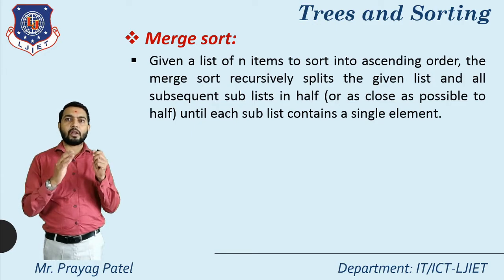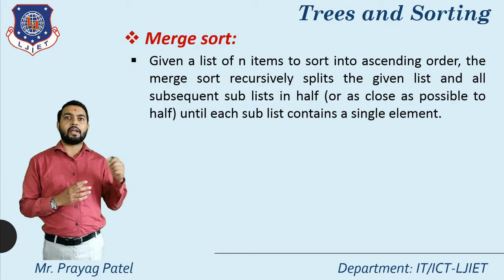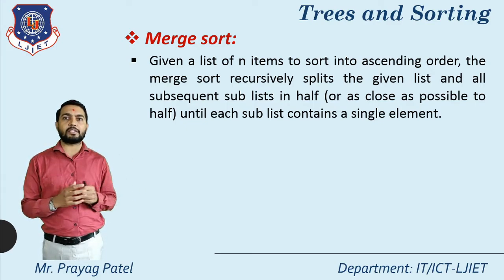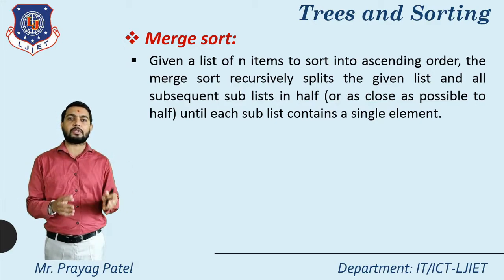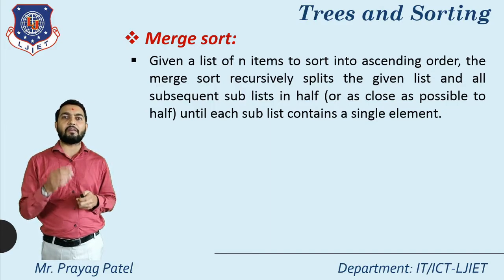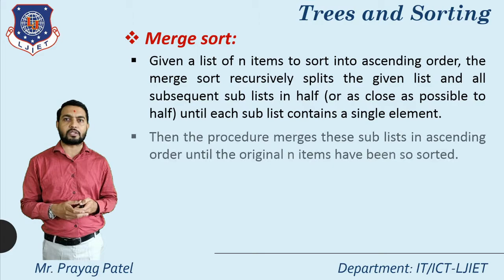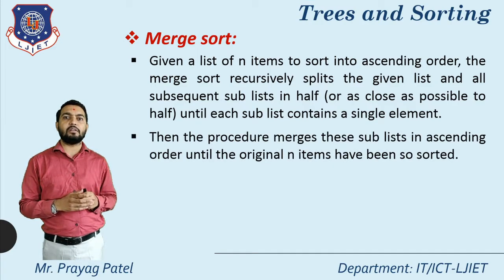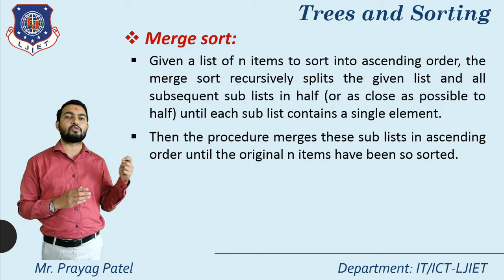Now, given a list of n items to sort into ascending order, merge sort recursively splits the given list and all the subsequent sub lists in half, or as close to half as possible, until each sub list contains a single element. That means we divide the problem into sub problems until we get individual elements. Then we stop the dividing process. Then the procedure merges these sub lists in ascending order until the original n items have been sorted.